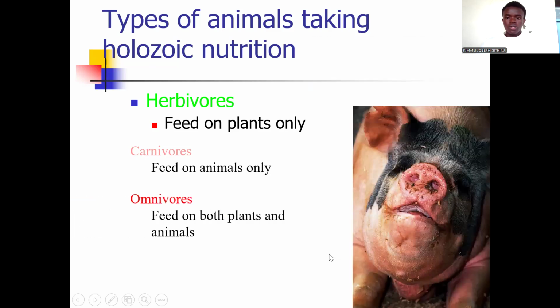And now we have the omnivores. Omnivores include human beings and the pigs. Remember, the pig can eat meat, it can eat plants. It's just basically the way a human being feeds. So under holozoic nutrition, we have herbivores, carnivores, and omnivores.